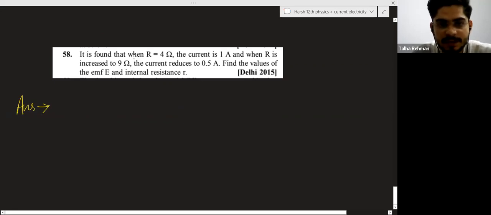It is found that when R is equal to 4 ohm, the current is 1 ampere. And when R is increased to 9 ohm, the current reduces to 0.5 ampere. They are asking to find the values of EMF and the internal resistance. So what is the question?